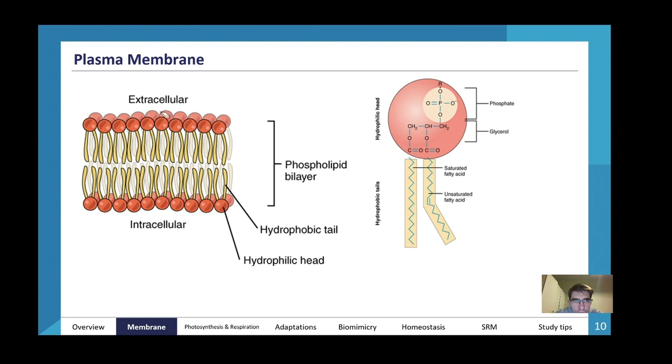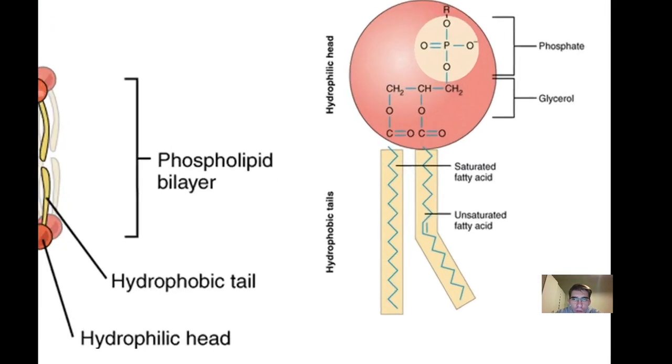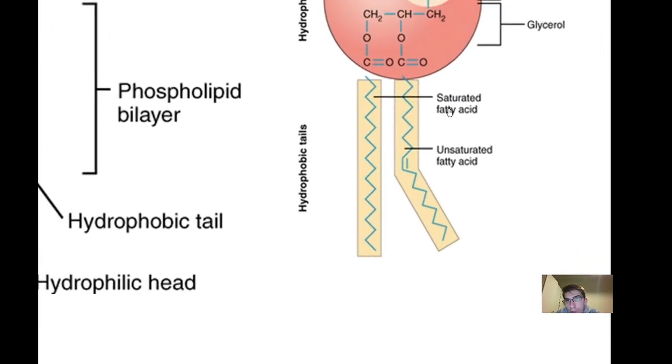I think it's just a clearer image of what I explained before. So that's the phosphate molecule, and those are the saturated and unsaturated fatty acids. Now, a quick mention here. The difference between saturated and unsaturated: saturated, there are no double or triple bonds. Unsaturated means that there are double and triple bonds.